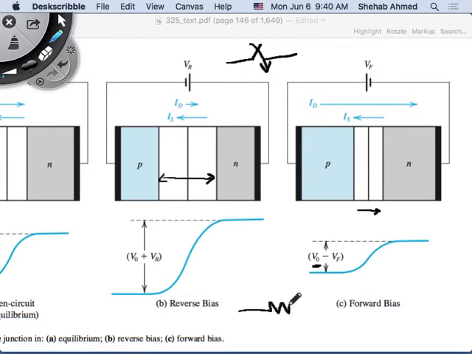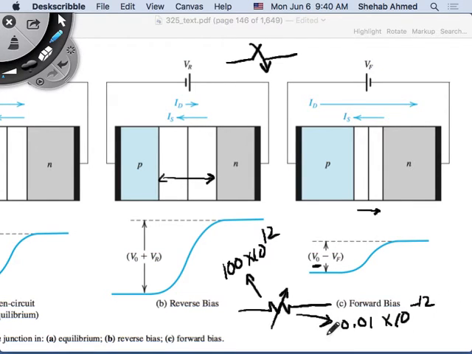And again, we said that the switch can be represented as a variable resistor that, on one side, has 1,000 megaohm, 10 to the 12 resistance, and on the other side has 0.01 times 10 to the minus 12 resistance. Right? This is a very high value, a very small value. If I'm able to have diffusion current flowing, it's like I closed the switch. If I'm able to prevent diffusion current from flowing, it's like I've opened the switch.